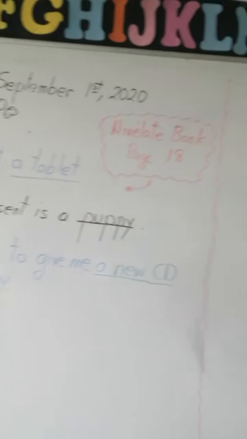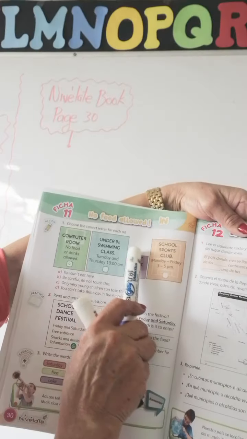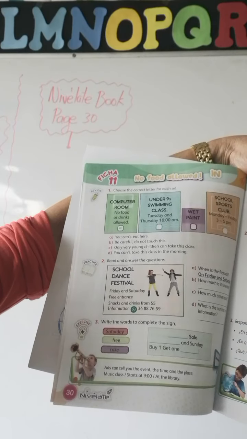Well, I'm going to move a little bit this. Okay, we have here Nivelate, page 30. Okay, are you ready? Because we are going to continue with this page. I'm going to move this so that you can see well. Okay, well. Okay, kids. We are going to start with this. Pay attention. We have here that you are going to choose the correct letter for each ad. For each ad, okay? We have here, I'm going to explain you, don't worry.